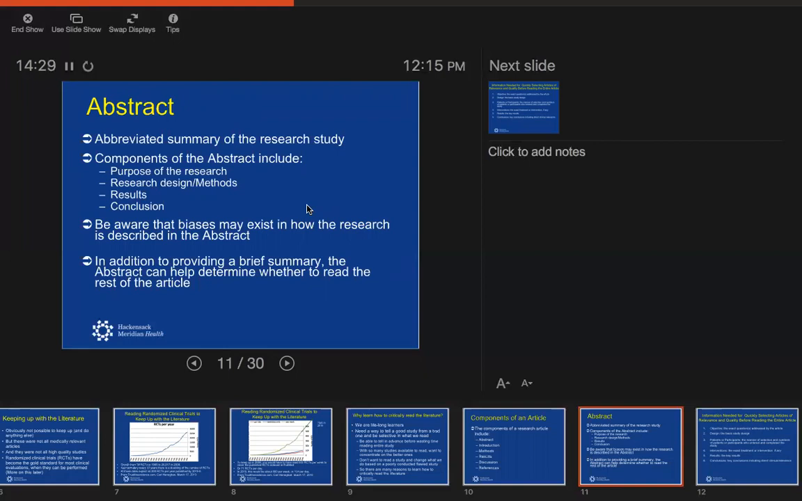In addition to providing a brief summary, looking at the abstract can tell you whether it's worthwhile to read the whole article. So if it's something you want to learn more about, you can look at the abstract, and if the abstract starts to give you the information that you're looking for, you may want to learn more by reading the article.